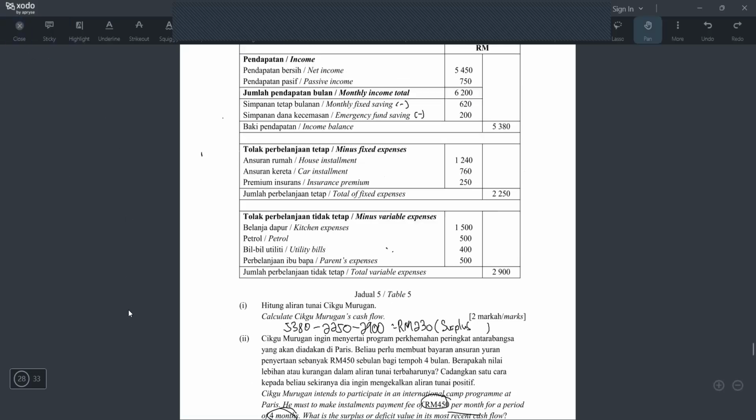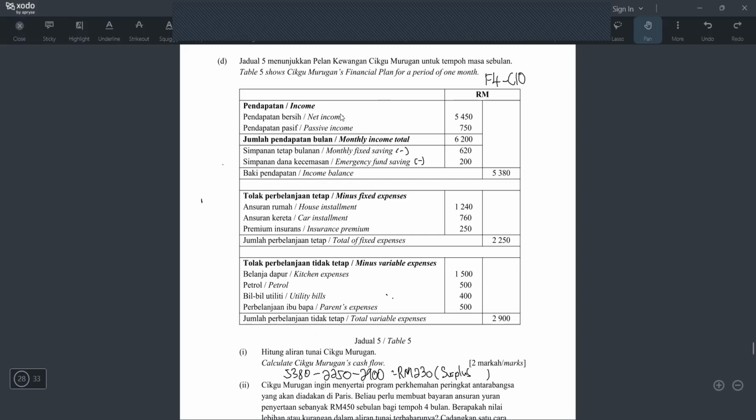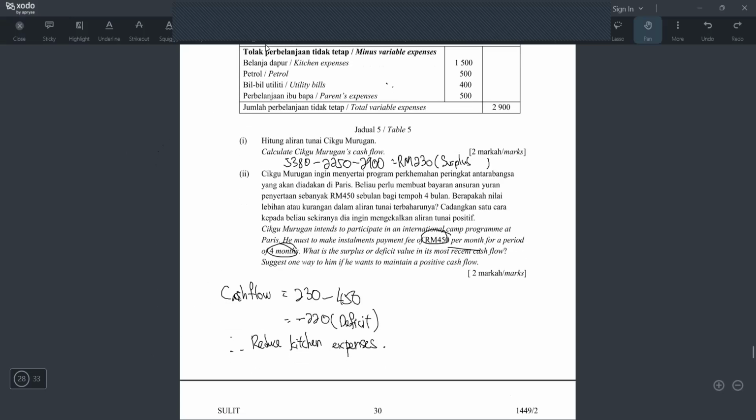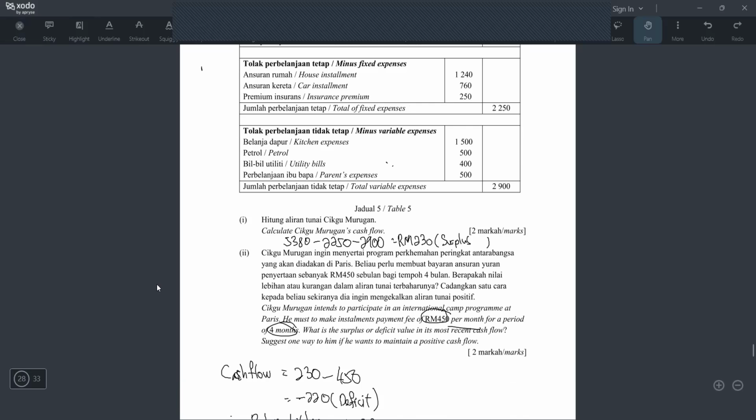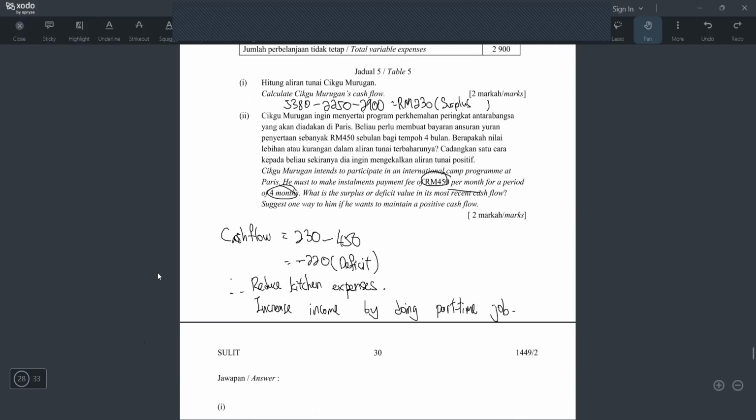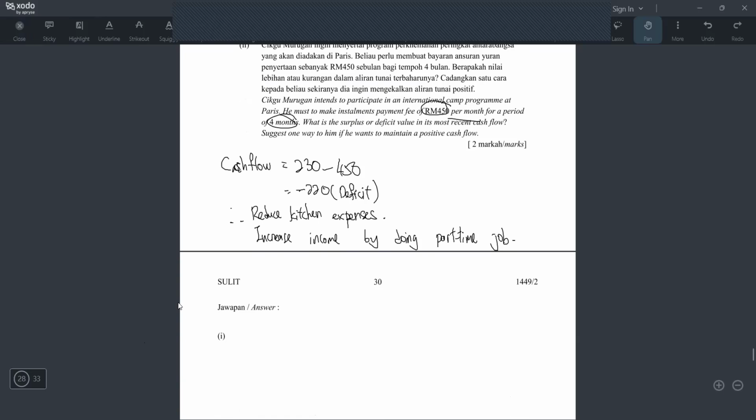But you can also say increase your income. But how to increase your income? You can't just go and ask your boss, right? So what you have to do is a part-time job. You can say increase income by doing a part-time job, or buat kerja sampingan. It means you try to increase the income, or you reduce your expenses, so that your cash flow becomes positive again. All right, so this is how I would answer this question. So that's it.